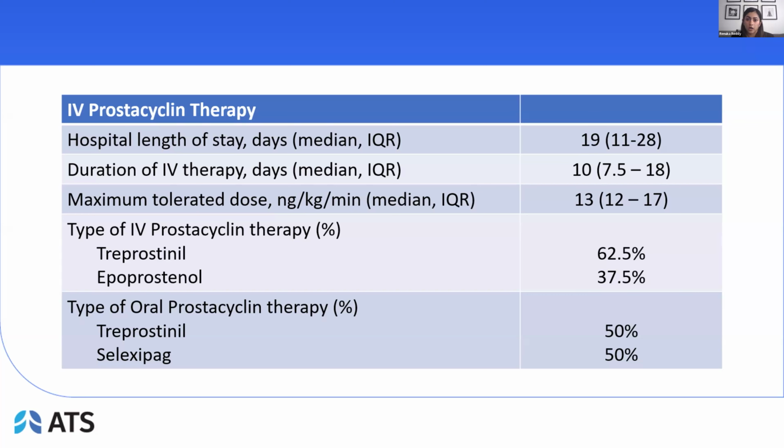In regards to our oral prostacyclin agent that the patients were subsequently transitioned to, there was an even split between 50% initiated on oral treprostinil, and then the other 50% started on selexipag.